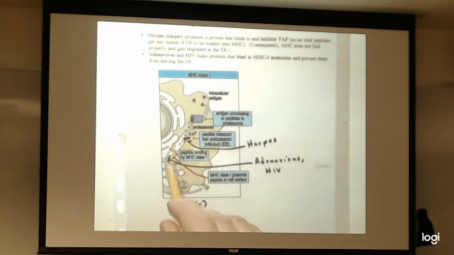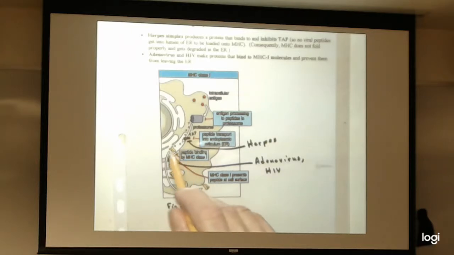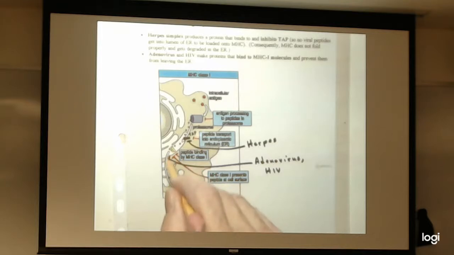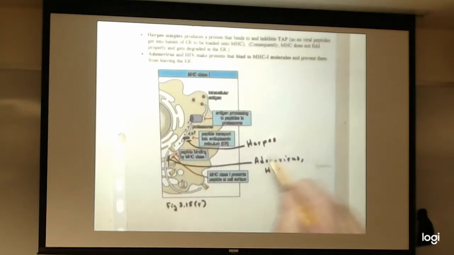Other viruses mess up with this pathway here, whereby the MHC, the peptide-bound MHC molecule, leaves the ER and moves by vesicle trafficking to here. So the HIV virus does this, and adenovirus also does this.